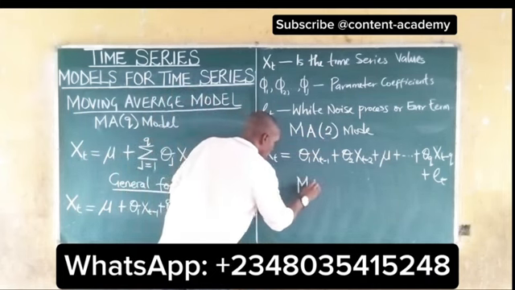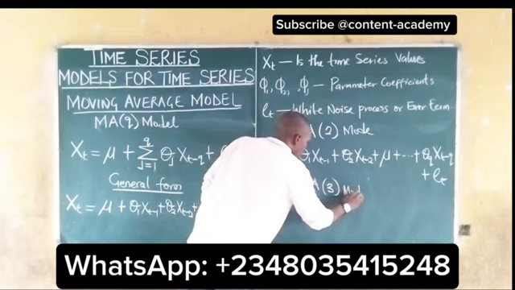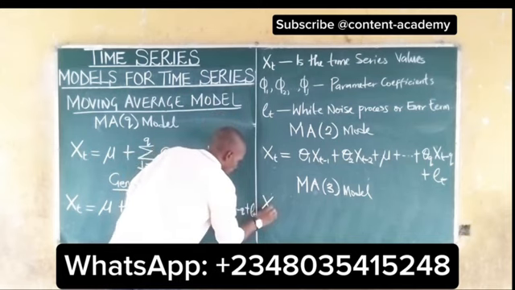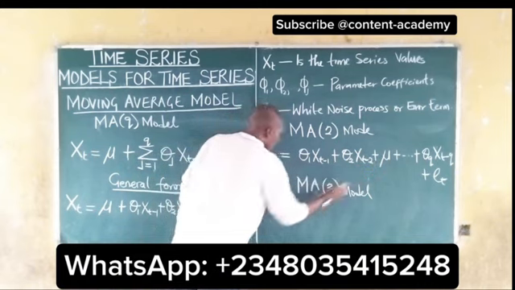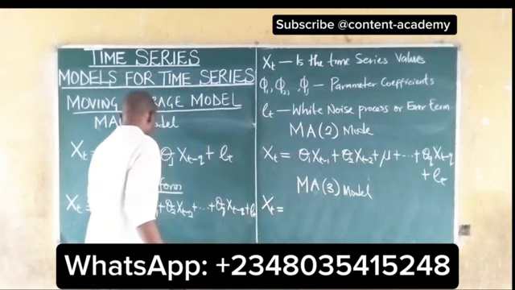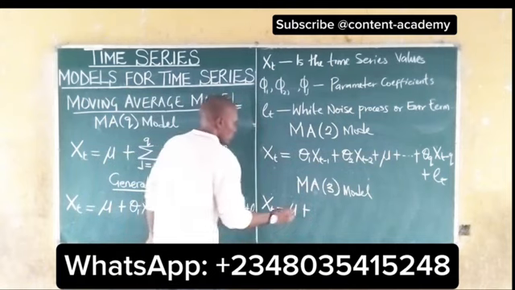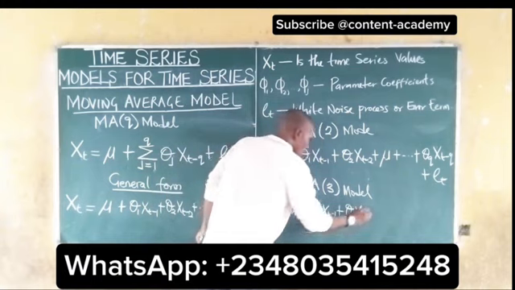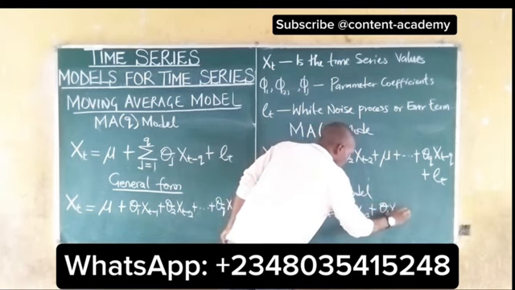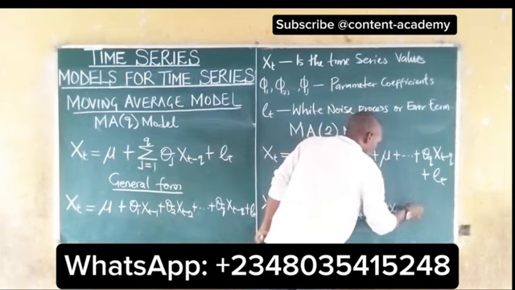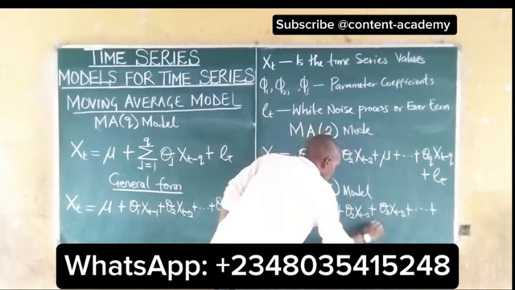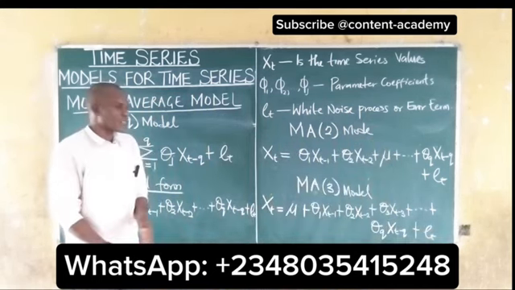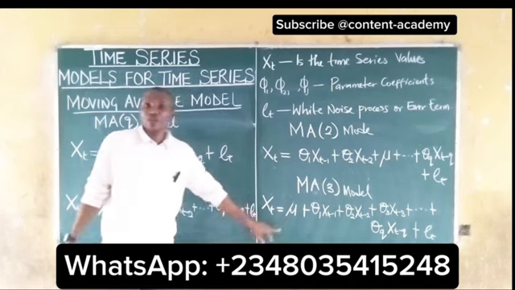Also, we can be asked to write MA of order 3, that means the moving average model of order 3. We can write it as x t equal to the mean mu, which can also come first, plus theta 1 x t minus 1 plus theta 2 x t minus 2 plus theta 3 x t minus 3 plus e t. So if you are asked to write the moving average model of order 3, that's how we can write it.